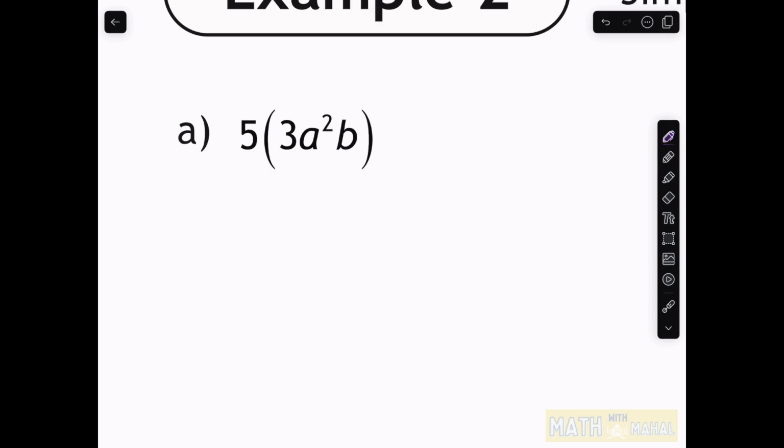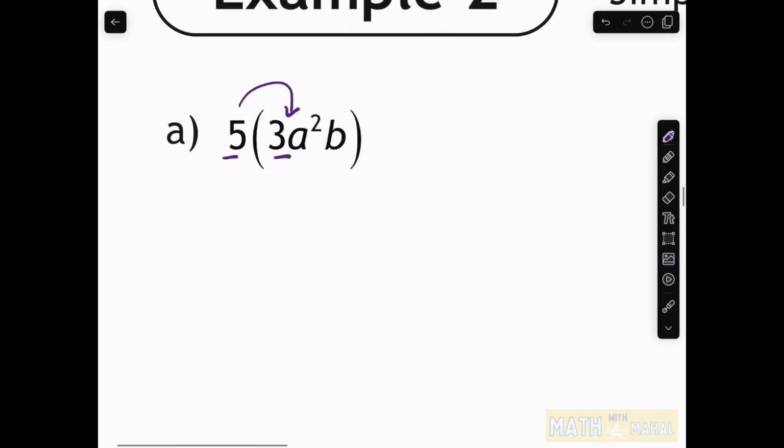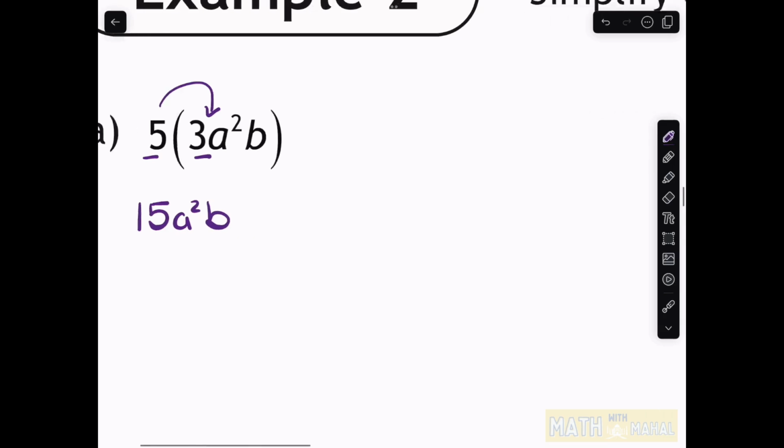So what we want to do with this one is we just want to go through and distribute our coefficient. Since we only have a coefficient and a coefficient, aka those big numbers, all we're going to do for this one is multiply those. So that's going to leave us with 15. And these values here are going to stay the same. So 15a squared times b.